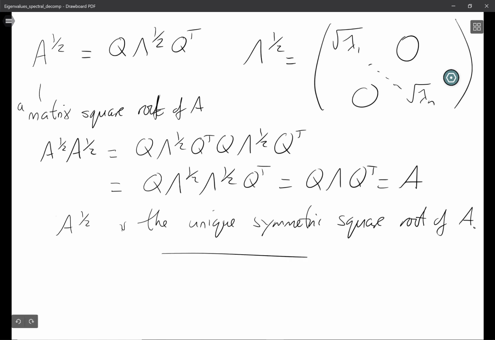Okay, so hopefully all of that is familiar to you. You've seen it all before. In the next video, we're going to talk about something that may not be familiar to you, called the singular value decomposition. The idea behind the singular value decomposition is that we generalize the spectral decomposition we've seen here to general matrices that don't necessarily have to be square or symmetric.